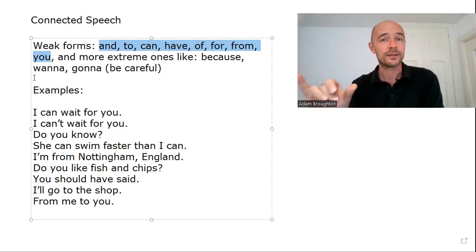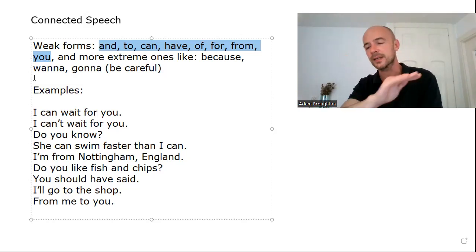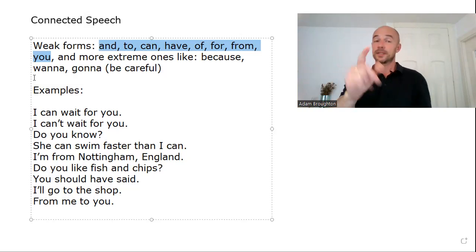So "and" in a sentence, if it's not stressed, becomes "'n'". If you don't want to say it like that, it's totally fine, although you probably will be saying this at least some of the time. But it's important to understand.